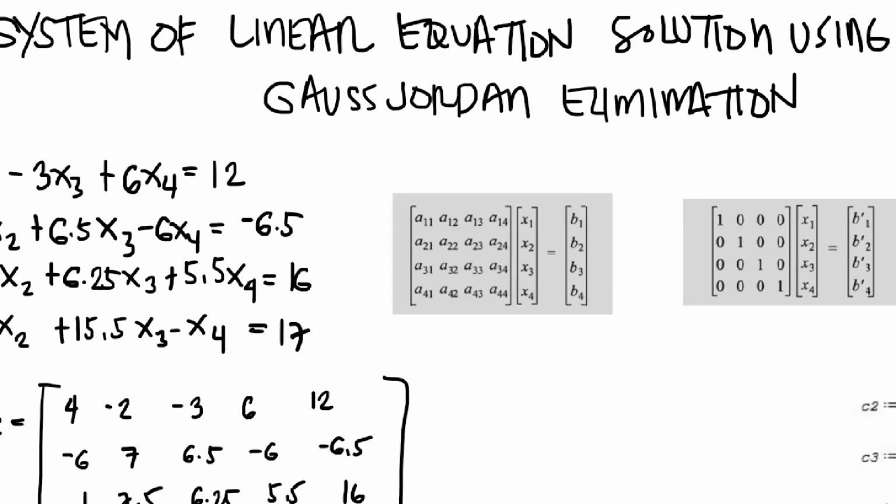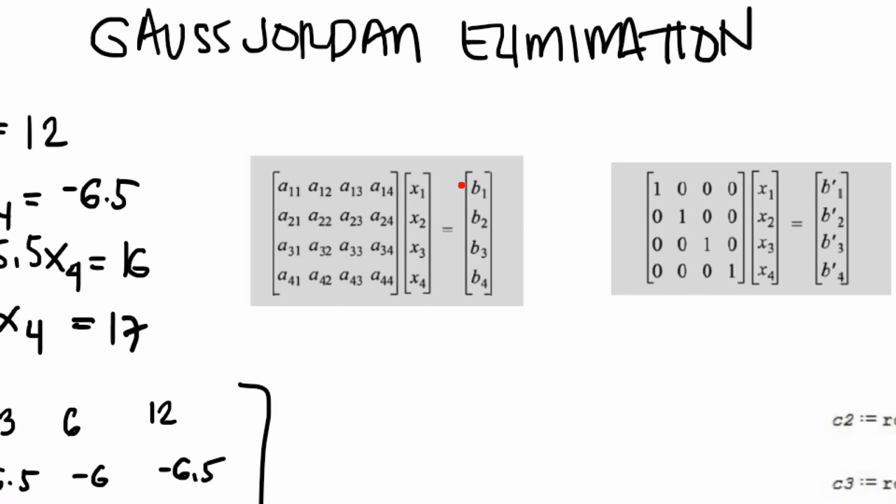The idea of Gauss-Jordan elimination is that when you have an equation Ax = b in matrix form, you will transform that so that your A matrix is now a diagonal matrix. Then you have the unknown variables x1, x2, x3, x4 equal to B prime, or the transformed B matrix.